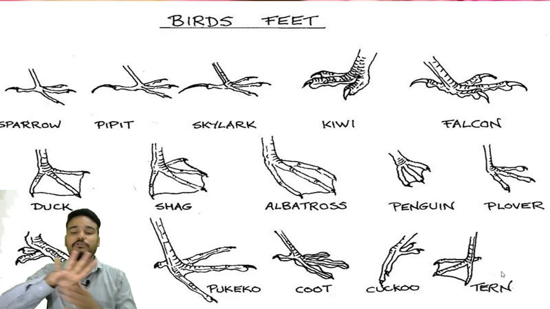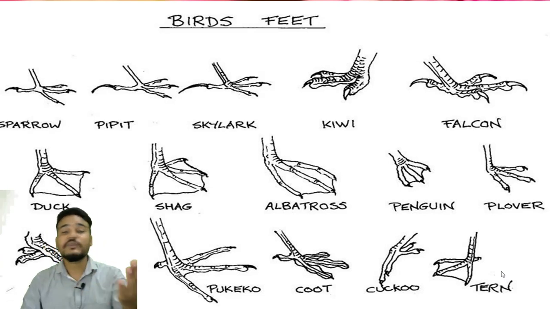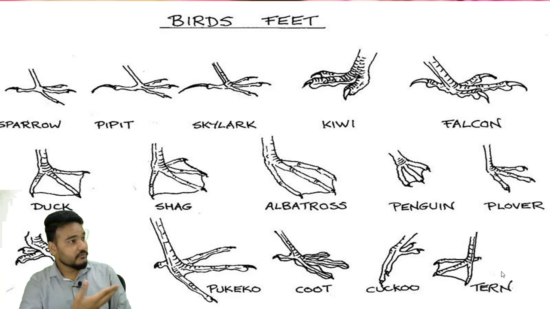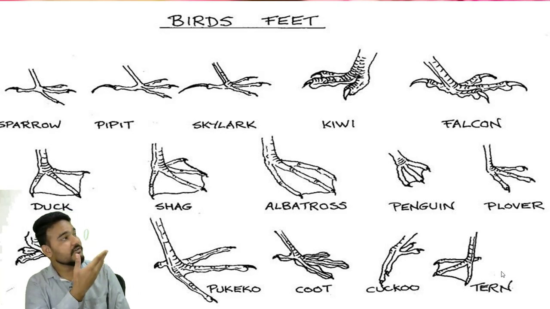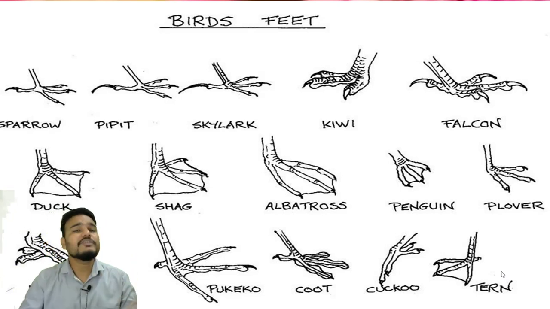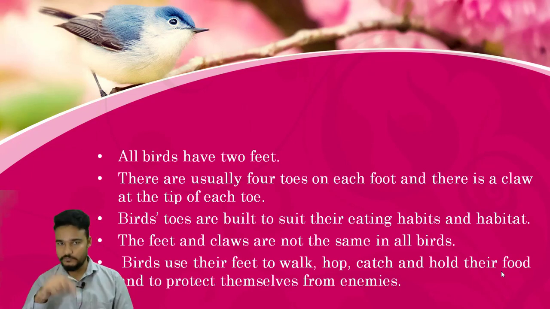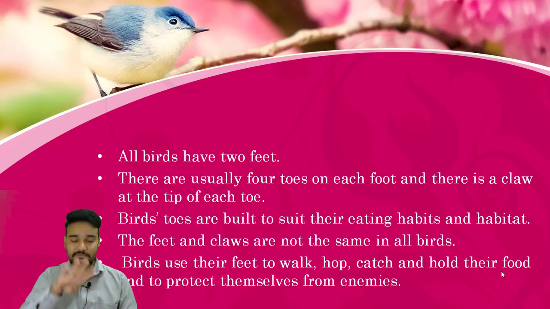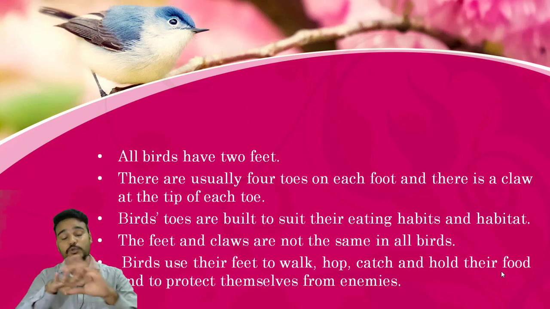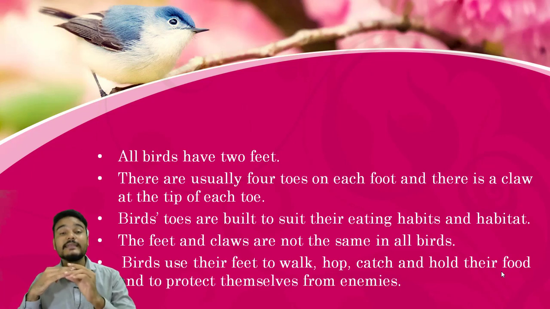Like we have 5 fingers, they have 4 claws. You can see different birds' feet are given here, like sparrow, pipit, skylark, kiwi. They have a different structure over here. Each of them has 4 toes, like our fingers. So likewise birds also have 4 toes, and the nails at the front, what are they called?